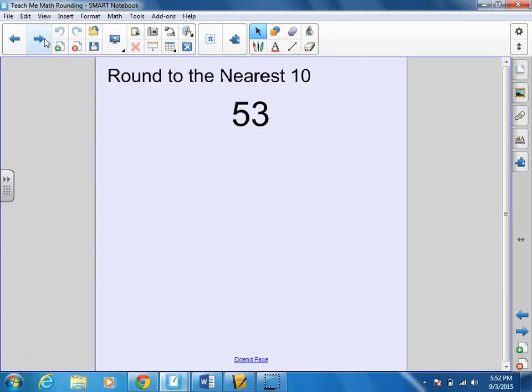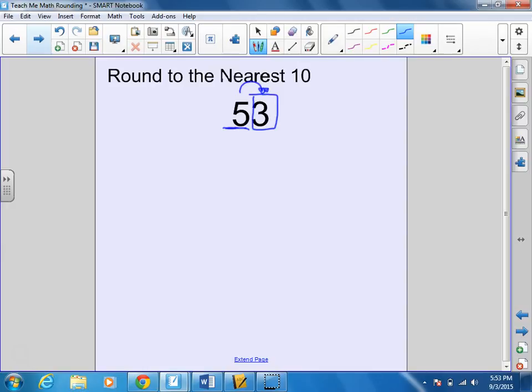So let's begin. We're going to round the number 53 to the nearest 10. We begin by underlining the digit that we're rounding, which is the 5, which is in the tens place. The number directly to the right, we're going to put a box around it. This is our rounding number. This number tells us whether we round up or we round down.